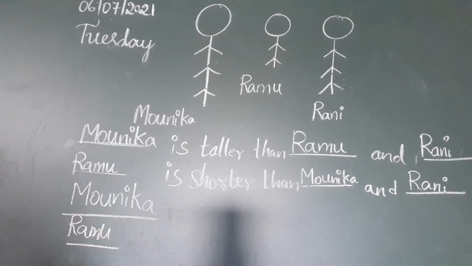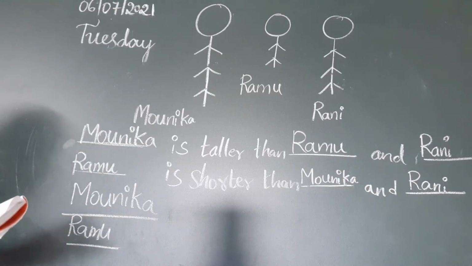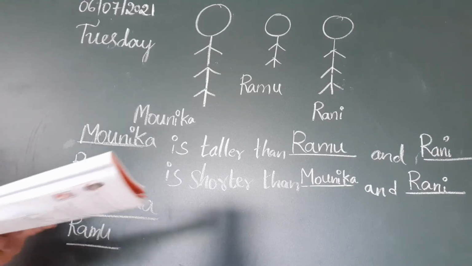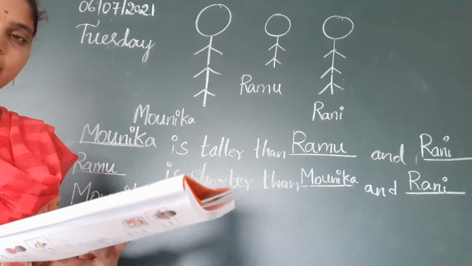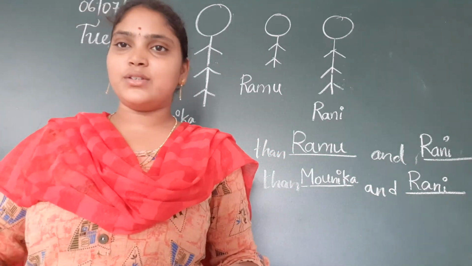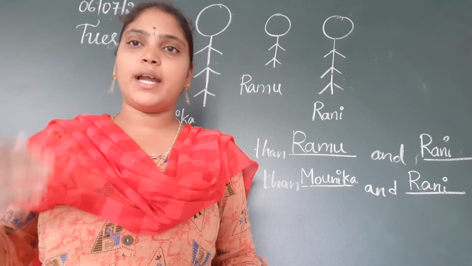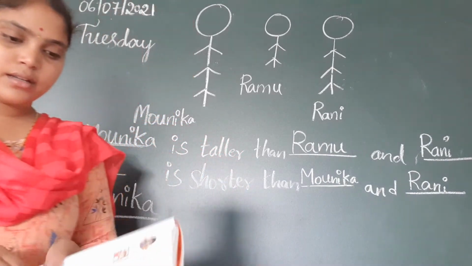Ramu is shortest and Monica is tallest. Next, last one. In your class, how many of you are the same height? Okay, just imagine, children, how many of you are the same height. You have to write the number.